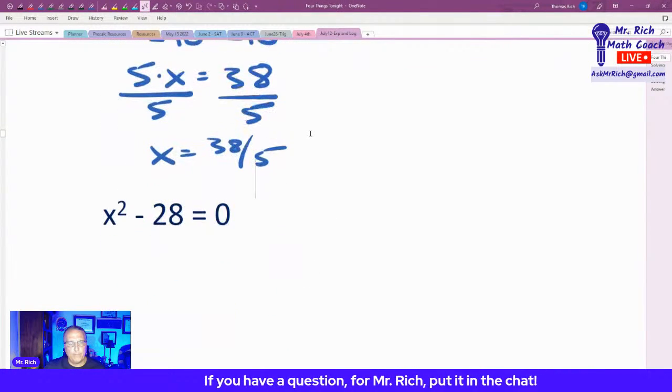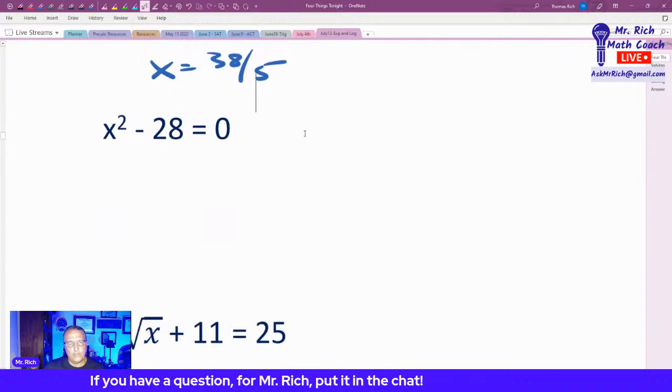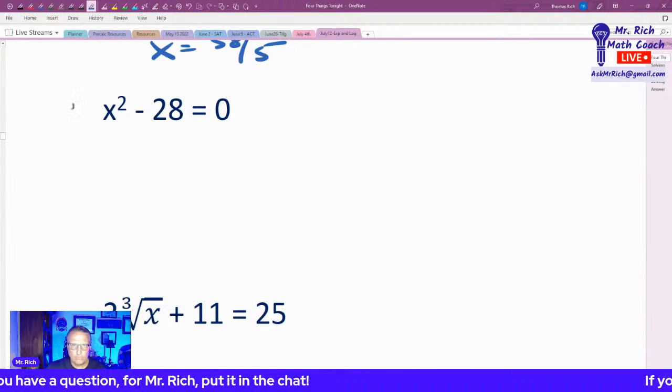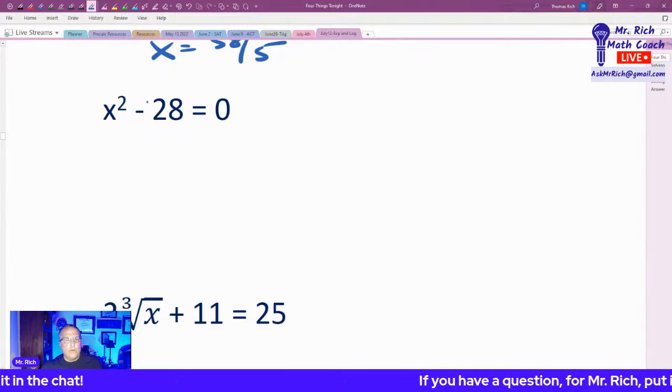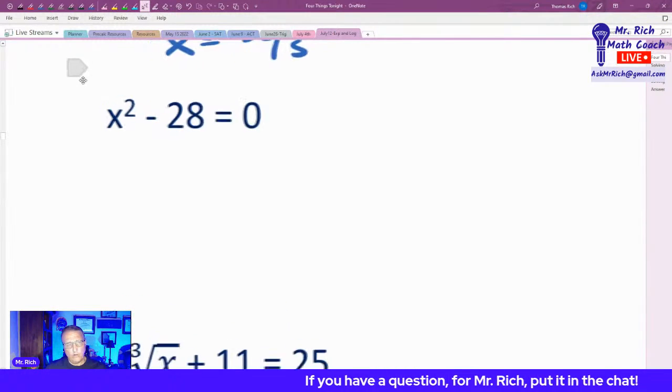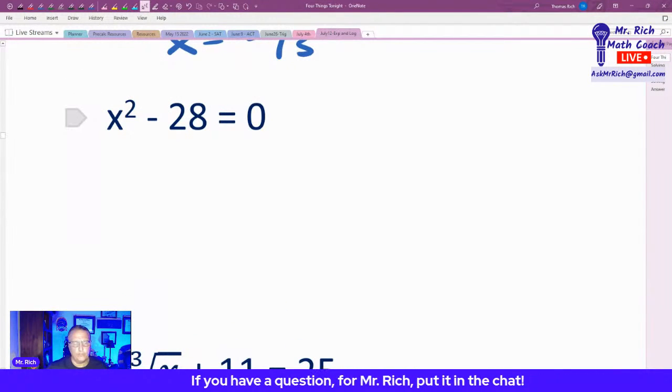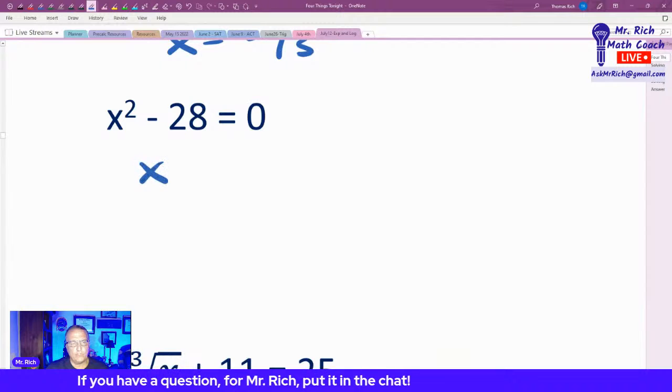Let's move it up a bit and talk about exponents and inverse operations of an exponent. Here I have an equation, x squared minus 28 equals 0. I want to solve this for x, so I'm going to first add 28 to both sides.